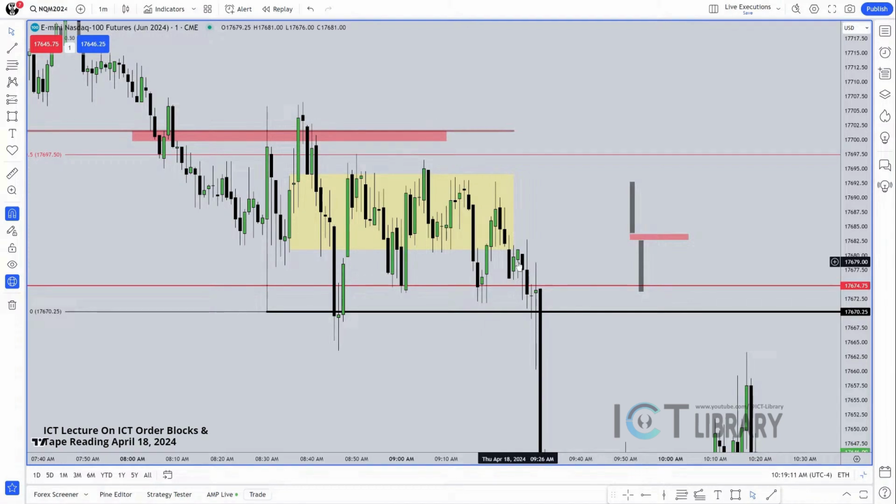But they all are influential. So if you have a volume imbalance inside of your dealing range, in the time frame you're trading off of, you have to extend them to the right because they will absolutely have an influence on price. And how do you use that?